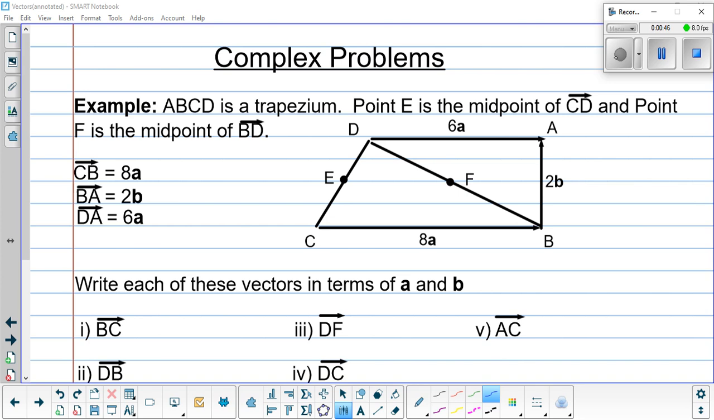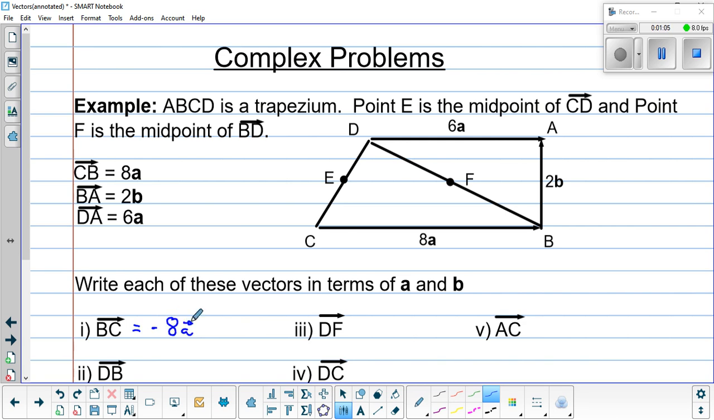So BC we'll work with first. My advice is always work with what they have. If we go CB, that's 8A, so for BC we're going the opposite direction, so we have to switch it. It'll be negative 8A.